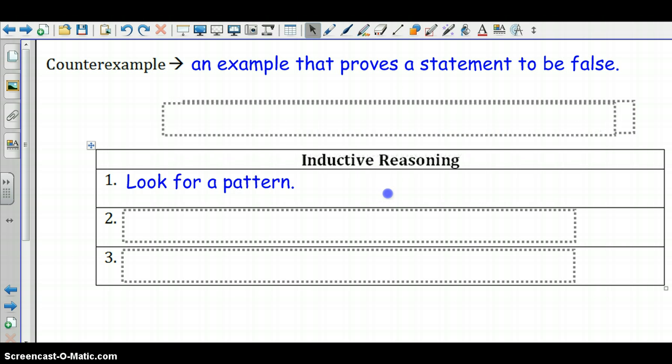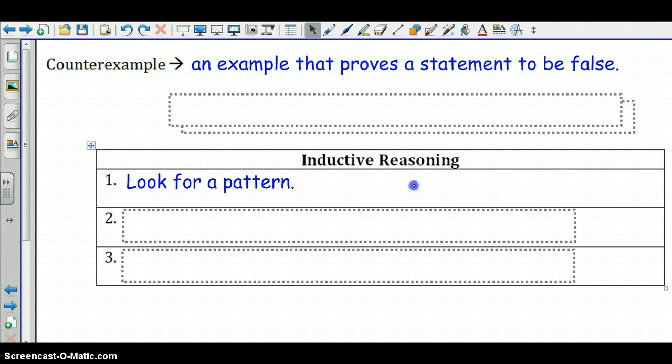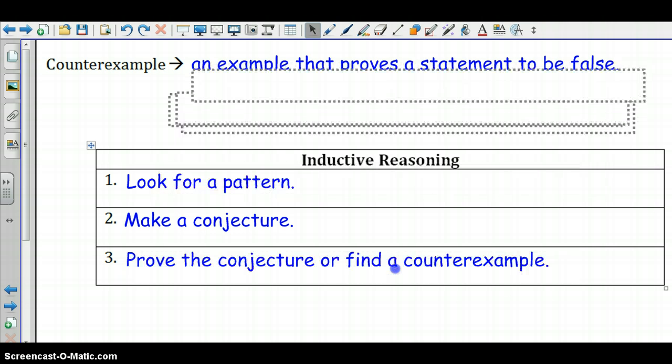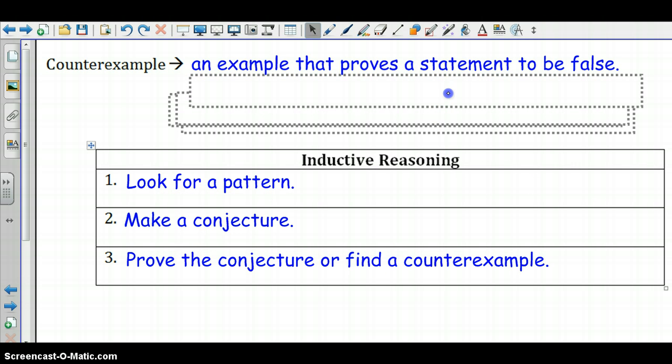Step 1 is to try and notice a pattern. Look for a pattern. Step 2 is to make some sort of conjecture based on that pattern. And then step 3, either prove the conjecture to be true, or if you're trying to say something is false, find a counterexample that helps.